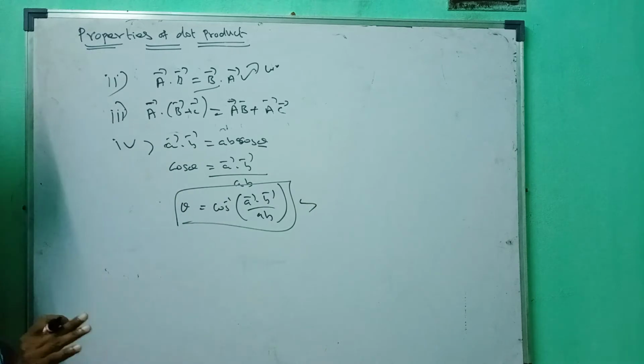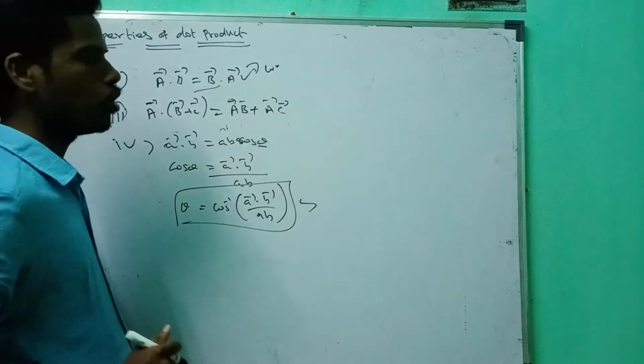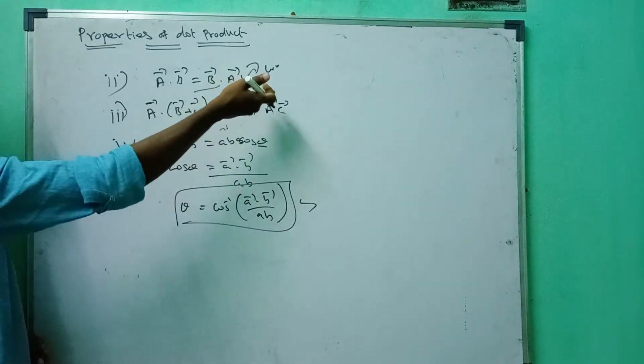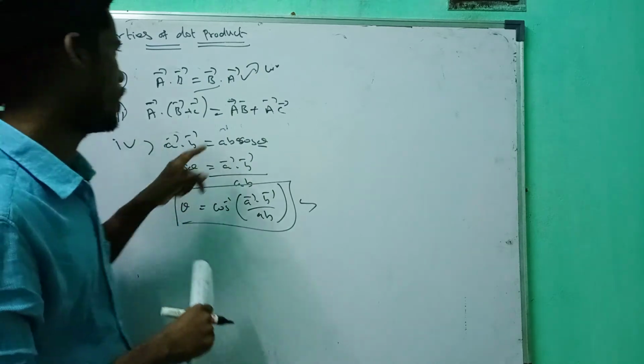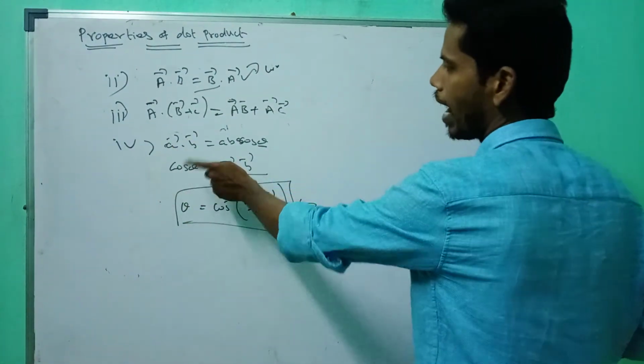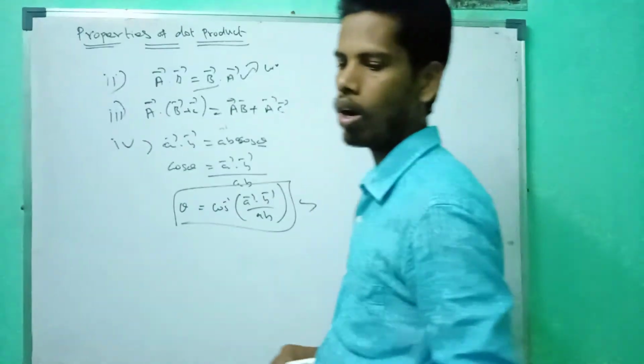So first one I have completed. Second one, it is commutative. I mean, it obeys the commutative law. Then third one, it obeys the distributive law. And fourth one, angle between the two vectors. I think you are very clear.